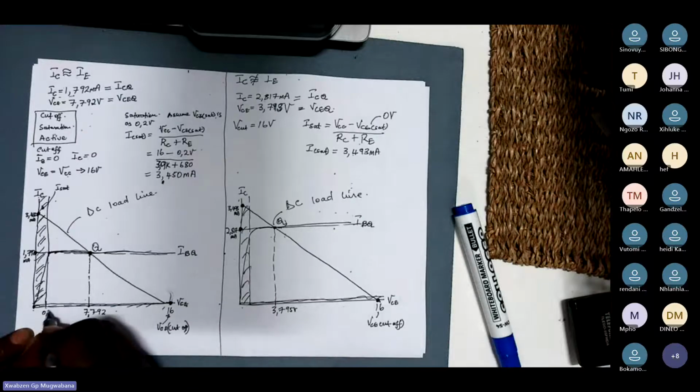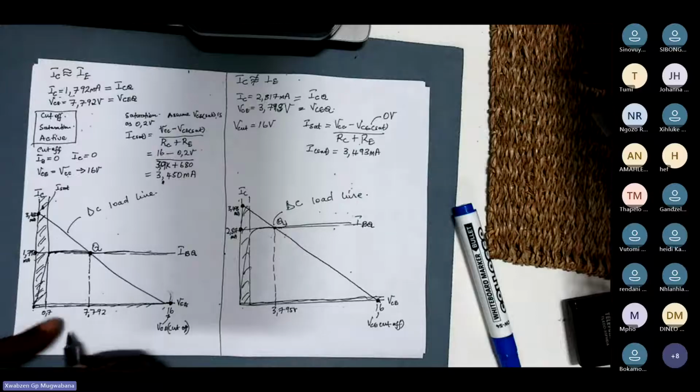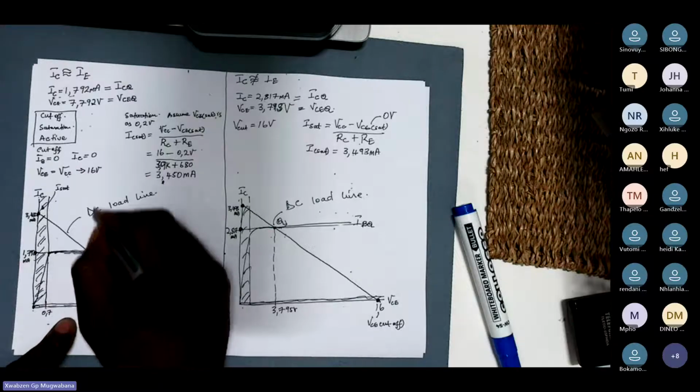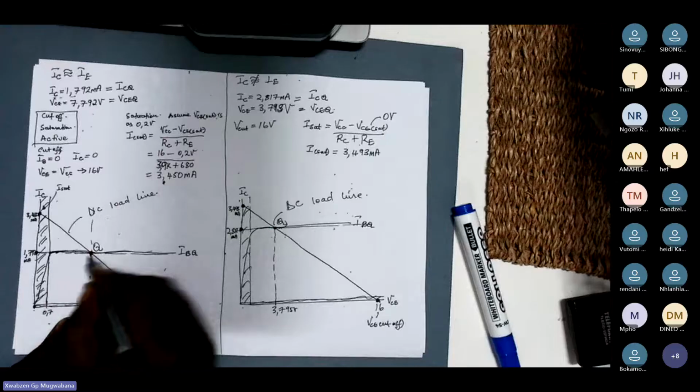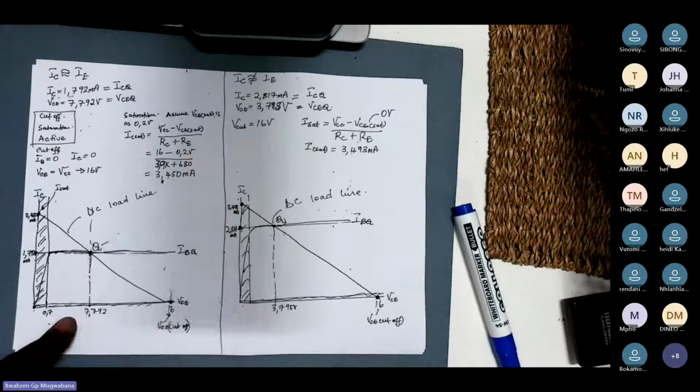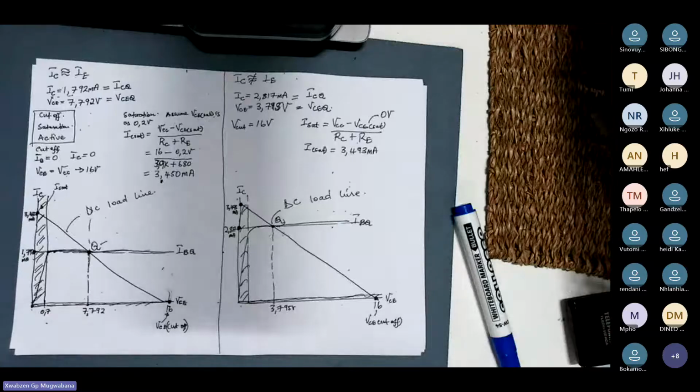Remember, here it's your 0.7 volts, and this is your maximum, which is your cutoff, which means in between here is where you find your operational point of VCE at 7.792. Then you will see that joining this point and that point at that Q point, this is your operational point or your quiescent point.